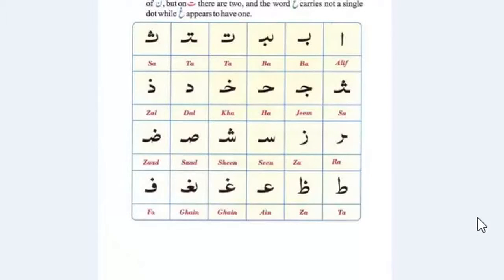In this lesson, we read about the changing faces of letters: when a letter comes between two letters and when it is connected with other letters. And six letters will never connect in writing: alif, dal, ra, za, waw, dal.